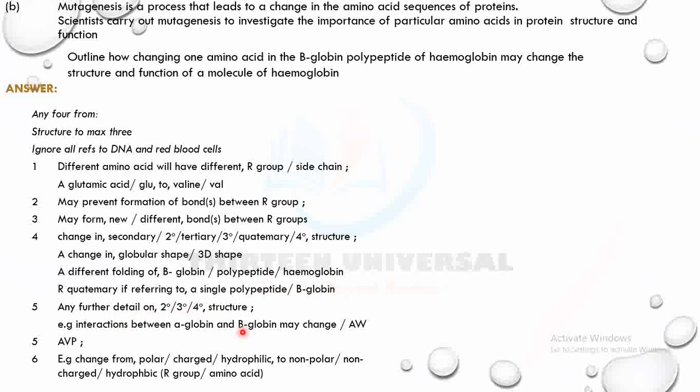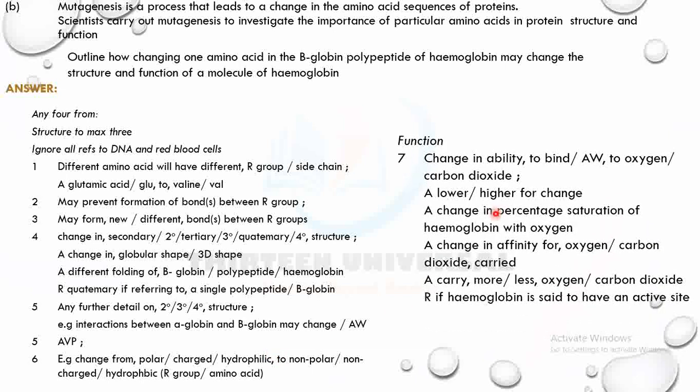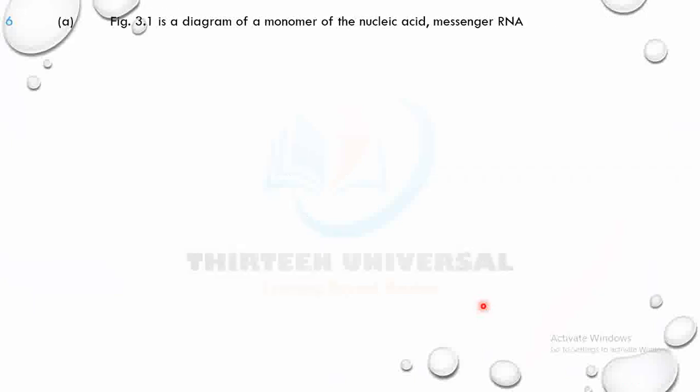Interaction between R groups may change. You can see there's a change from polar R group to hydrophobic. So let's see what happens to the function. It changes the ability to bind oxygen. It reduces the ability because the tertiary structure changes. It has lower affinity, a change in percentage saturation of hemoglobin, a change in affinity for oxygen and carbon dioxide. So more or less oxygen is transported. 4 marks. This comes out every time.